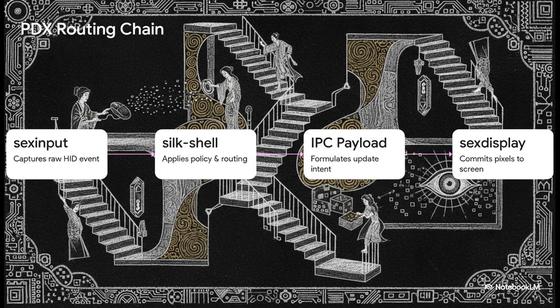Step 1. Sex input captures a raw HID event, like a key press or mouse move. Step 2. It routes this as an OP_HID_event straight to Silkshell. Now Silkshell gets it, applies whatever interaction policy makes sense, and decides, hey, the desktop needs to update. Step 3, Silkshell formulates an IPC payload that fulfills the silkbar update contract, specifically an OP_silkbar_update, which basically encodes the new UI state directly into its own memory. Finally, step 4, sexdisplay receives this instruction, reads that shared memory, and commits the actual pixels to the screen.